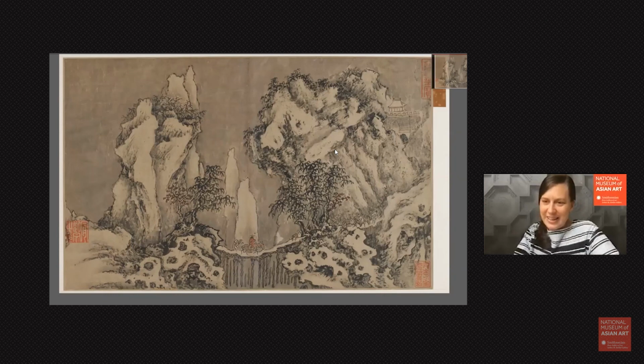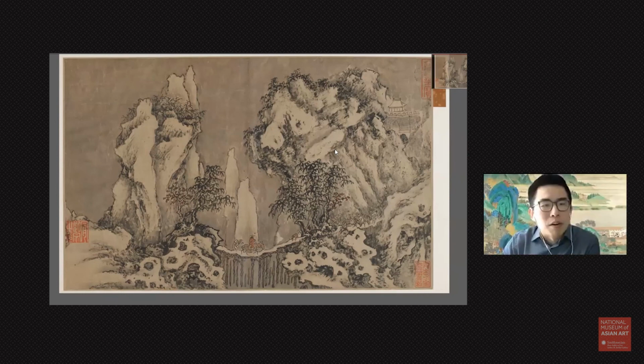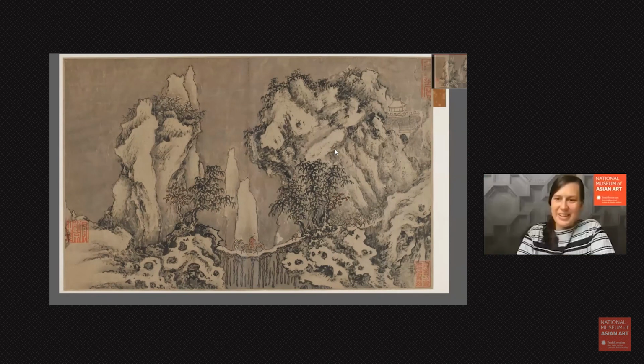Another question, does the Sackler have other albums related to this work? Yes, there are more album leaves that depict the landscape. I don't have the accession number right now, but I can always look it up and share it in the chat later. Yes, there are always more. The museum has a very large collection of Chinese paintings.